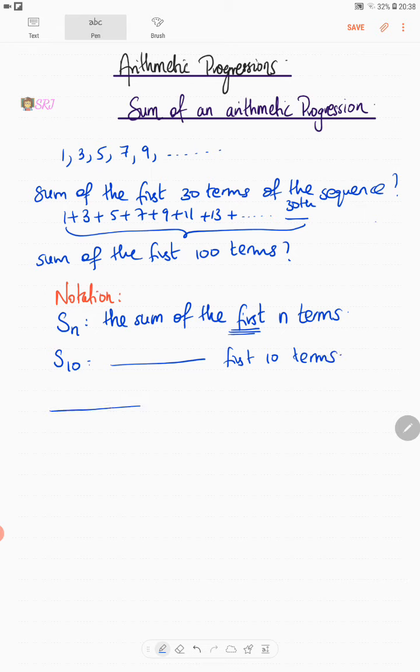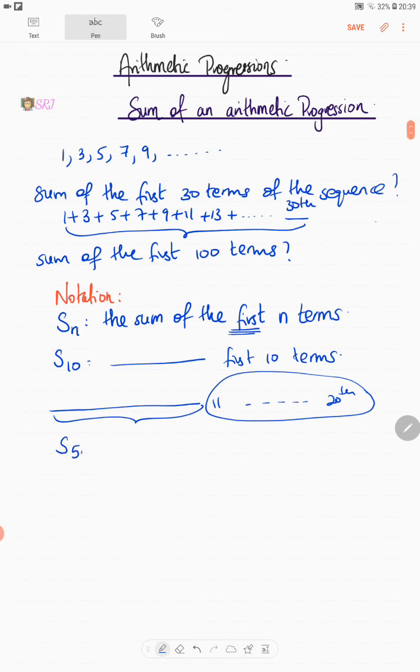We have to take the first 10 terms. This is S10, and not from the 11th to the 20th term. This is not the first 10 terms. This is found in the middle or at the end. So these two formulas that I will give you apply only for the sum of the first n terms. So S50 denotes the sum of the first 50 terms.